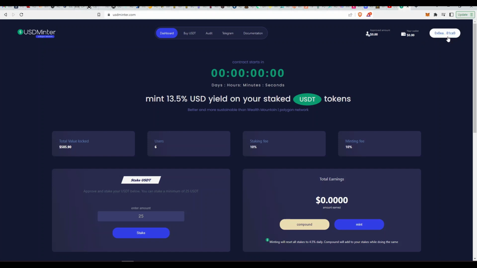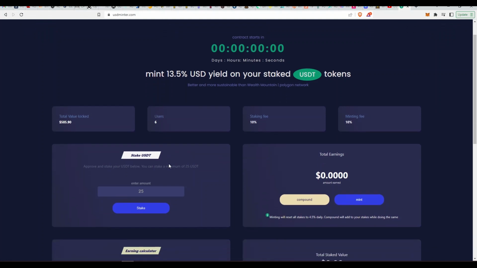So first of all, you need a smart contract based MetaMask wallet. I'm using MetaMask. You can use Trust Wallet or Token Pocket. These are the two that I know to be working okay. So this thing just launched like 2 minutes ago. You can already see that the deposits are coming in, so everything should be working just fine.